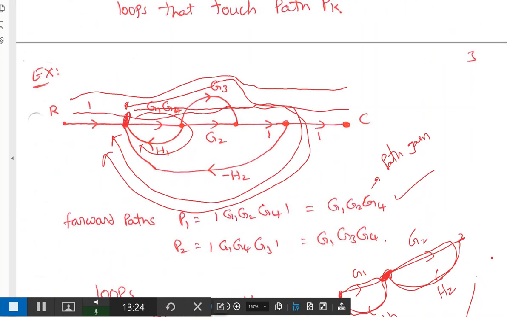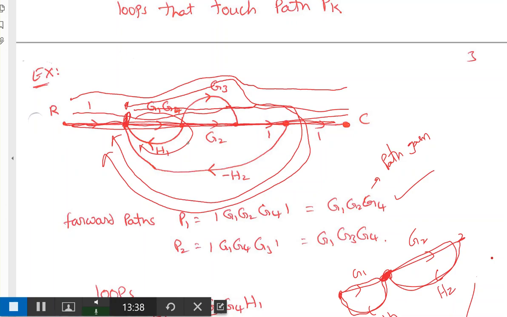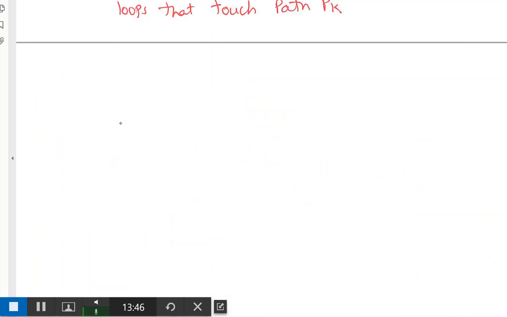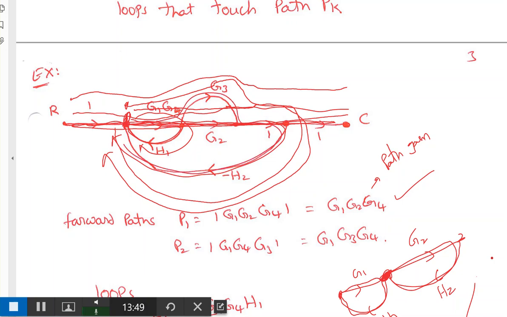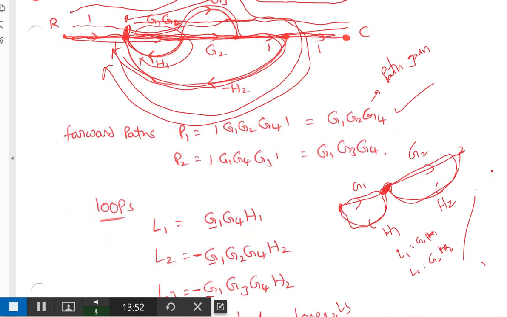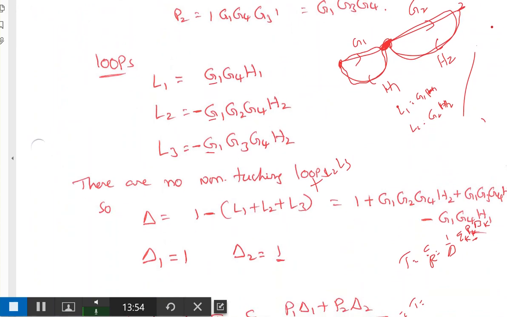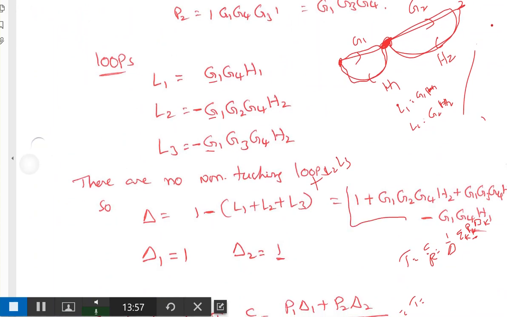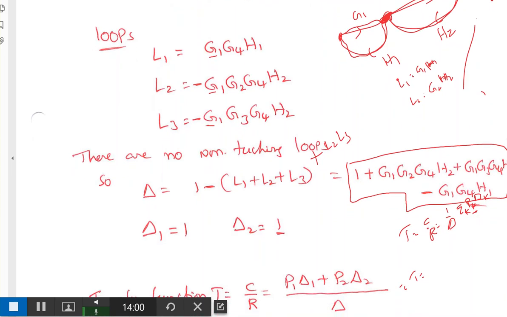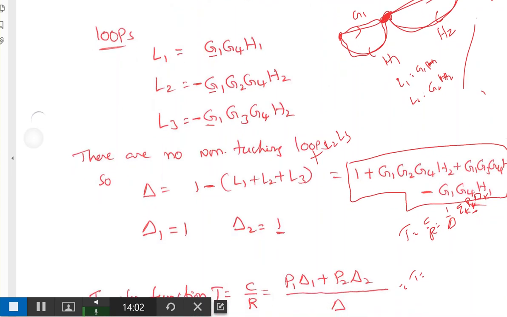So find out, are there any loops touching the forward path? Say this is forward path 1, and I'm going to find delta 1 from this. Here we have 3 loops. Is this loop touching that forward path? Yes, so eliminate that. Is this loop touching it? Yes. Is this loop touching it? Yes. So we eliminate those from delta. This is my total delta, and from it I found delta 1 is nothing but 1.